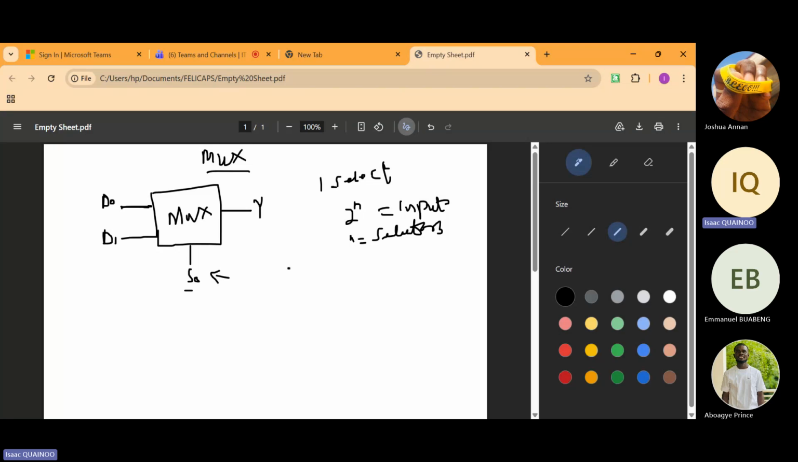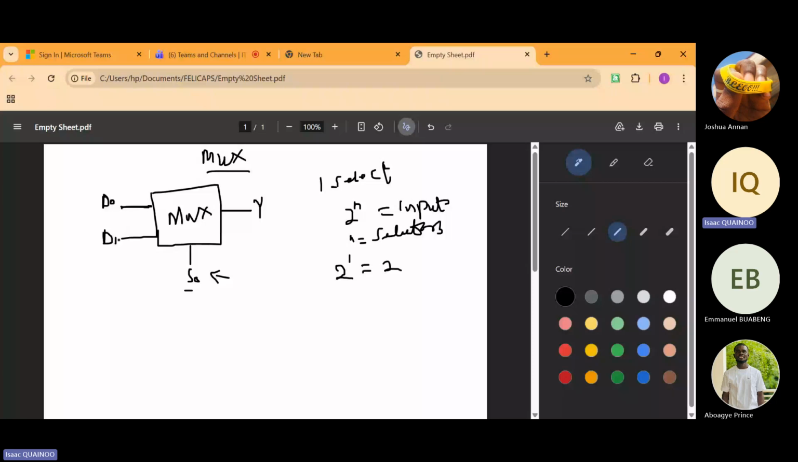To find the corresponding number of inputs, you are going to take 2 raised to the power 1 because our select line is only 1. Hence, how many inputs are you going to have? You are going to have 2 inputs. That is why in this diagram, you can see that this particular multiplexer has only 2 inputs.